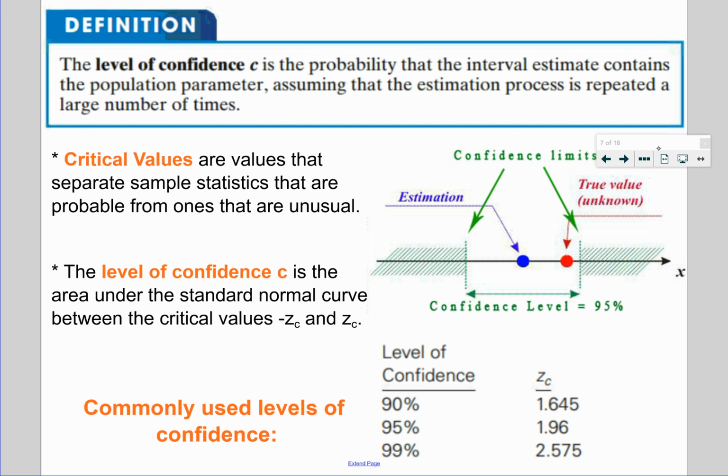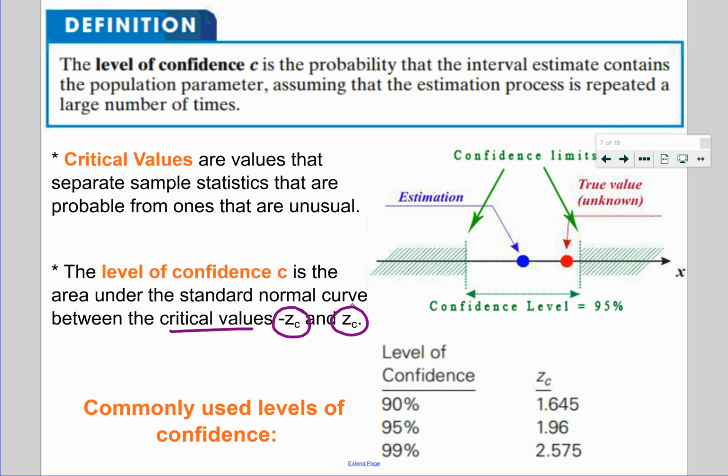If you have a level of confidence, you have critical values. Critical values are the values that separate the sample statistics that are probable from ones that are unusual. And those critical values are going to be z values on our z chart. We're going to use z sub c, and they're going to be opposites. One will be a positive z sub c, and the other will be a negative z sub c.